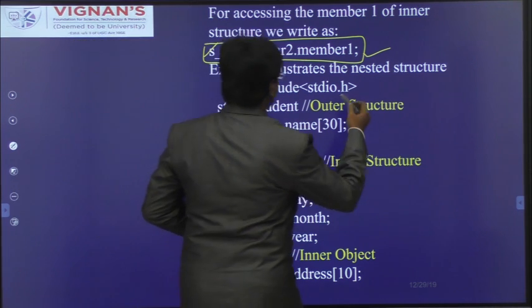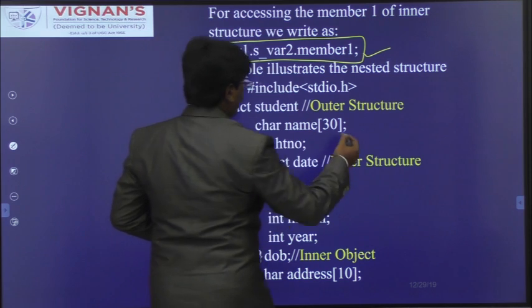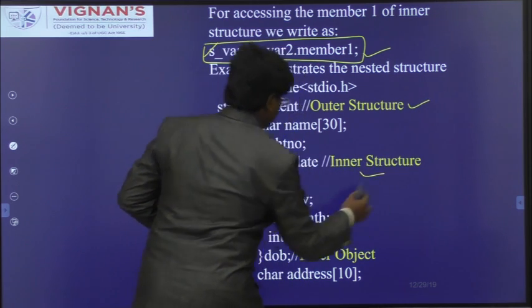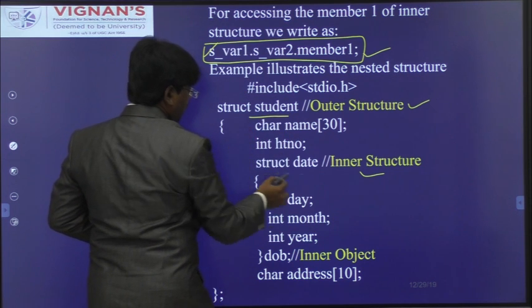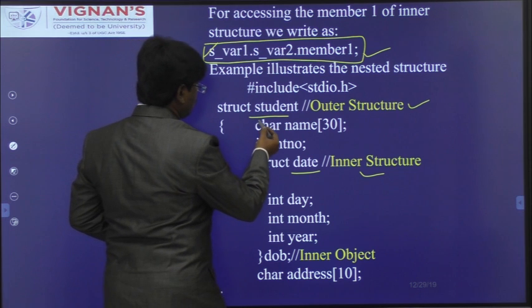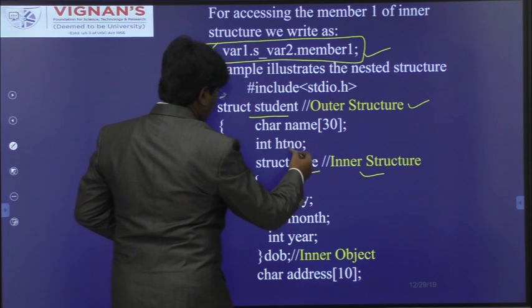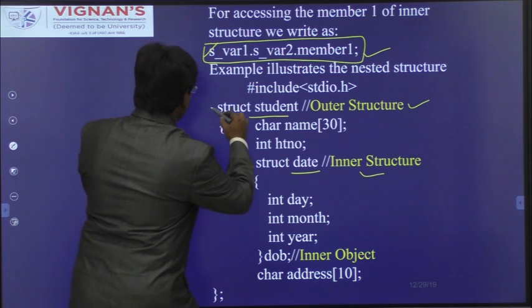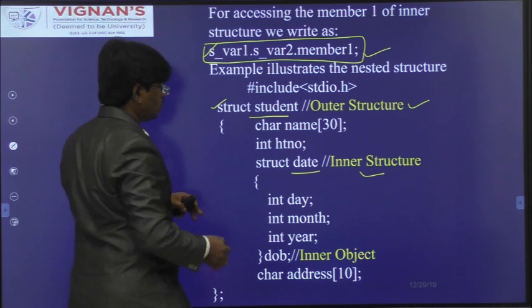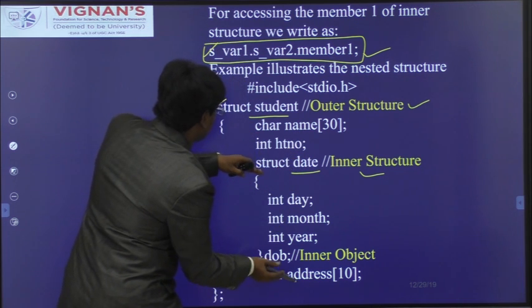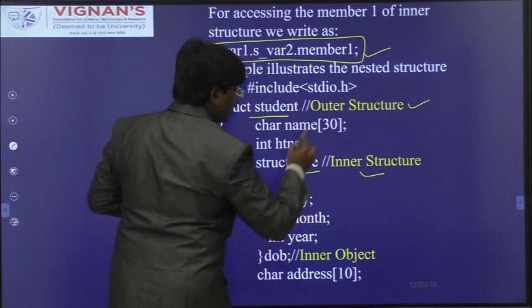Okay, so this is an example program I am taking. This is the outer structure, and this is the inner structure. The outer structure name is student, and the inner structure name is date. What I have taken here: the outer structure members are name, hall ticket number, and this particular structure is also a member of this outer structure. You have to understand that point also. So name, hall ticket number, and another structure, these three are members of the student structure.